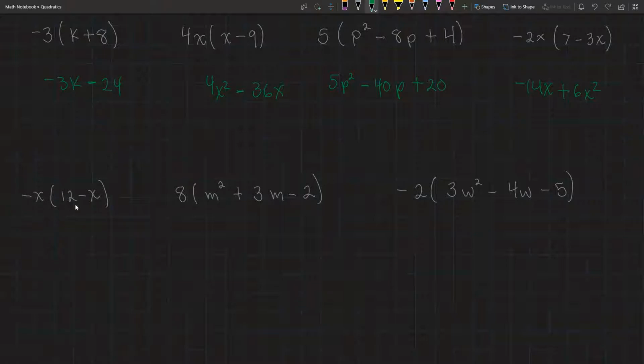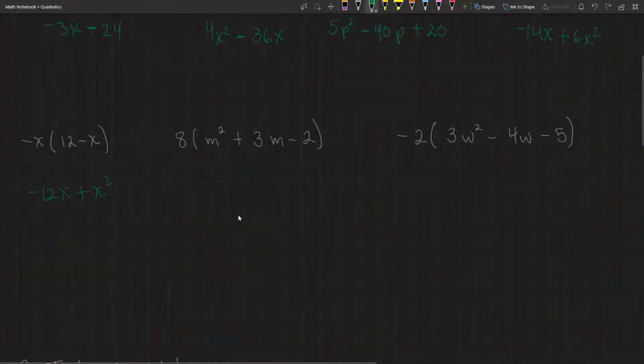Distributing a -x to both of these terms, we'll go a little bit quicker, can be represented as -12x plus x. Notice that we have -x times -x. Oh, squared. I missed some things here. Let's reset that. I was trying to go faster and made a mistake. So -12x plus x squared. It's all right. Sometimes that happens when doing math practice. We're not all perfect. We make mistakes.